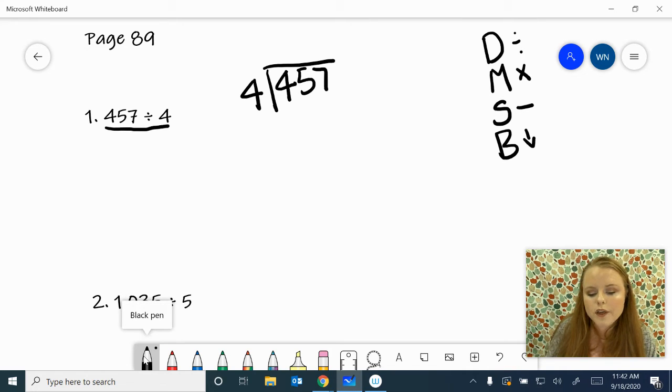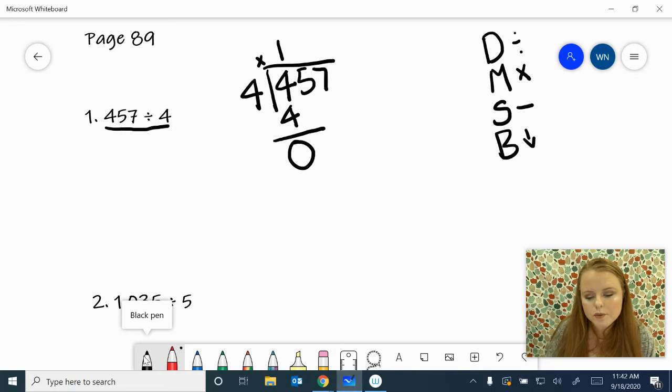So let's divide. 4 divided by 4 we know is 1. Time to multiply. 1 times 4 is 4. Time to subtract. 4 minus 4 is 0. Make sure you're doing this along with me. Time to bring down our 5. How many times does 4 go into 5? We know that 5 divided by 4 would be 1. 1 times 4 is 4. Time to subtract again. 5 minus 4 is 1.